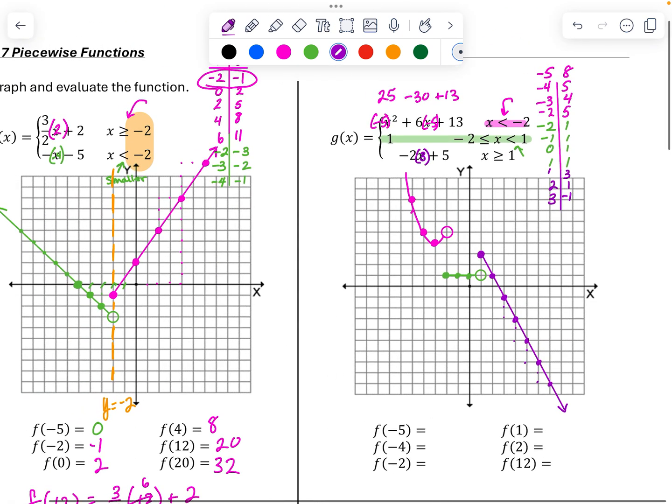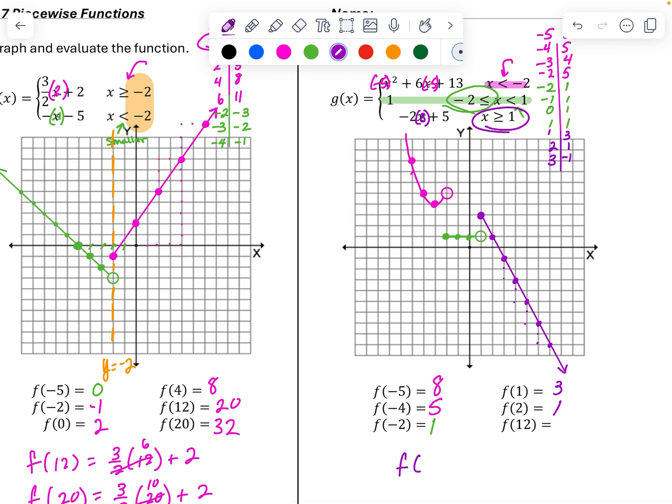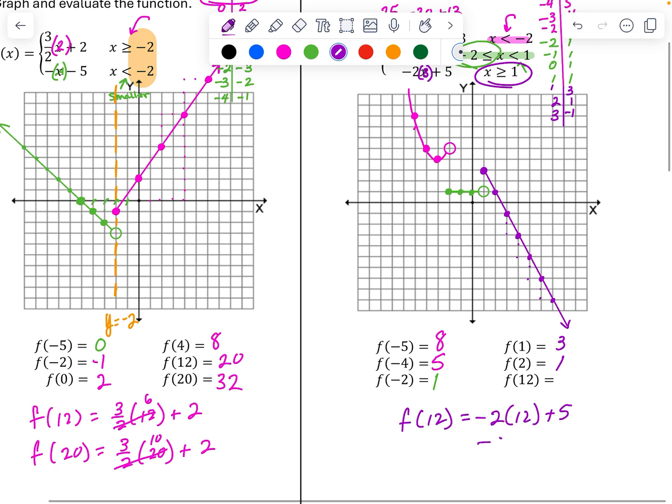So when x was -5, that was the first function, I had an 8. When x was -4, that was the first function, and I got 5. When x is -2, that's the green function, that's 1. When x was 1, that is the purple function. So I'm going to use 3. When x was 2, I got 1. And when x was 12, if I go back and put 12 in there, f of 12 is -2 times 12 plus 5. That's -24 plus 5. That's -19. So this would be -19.